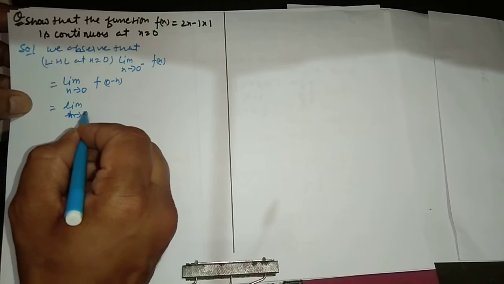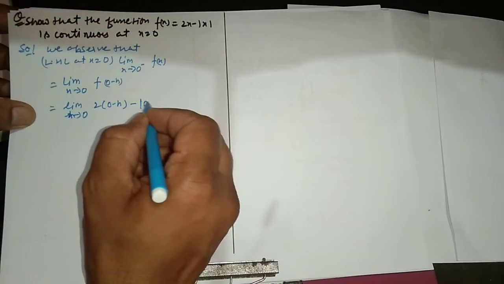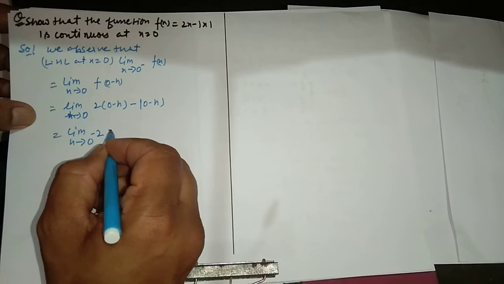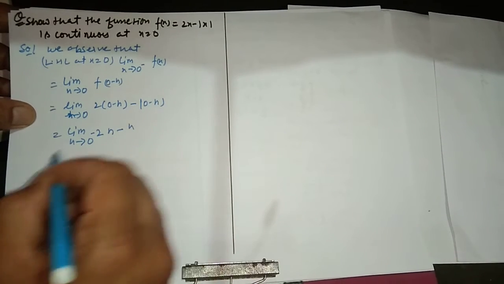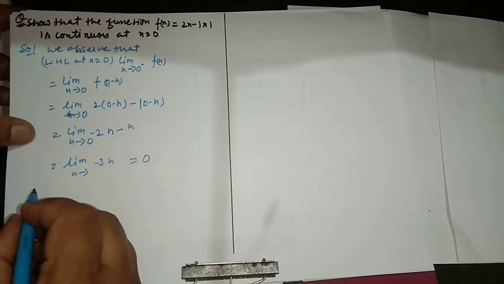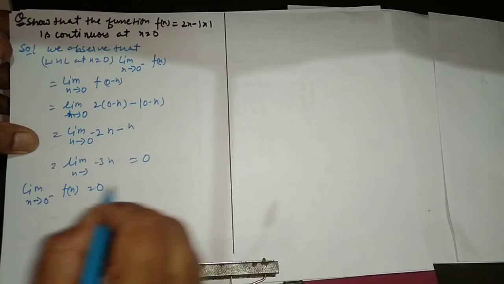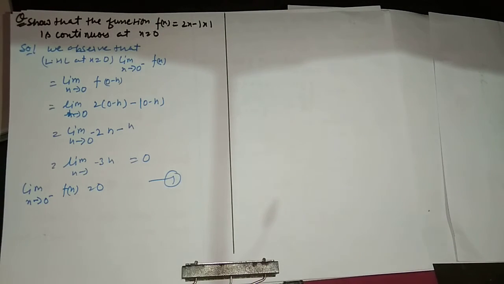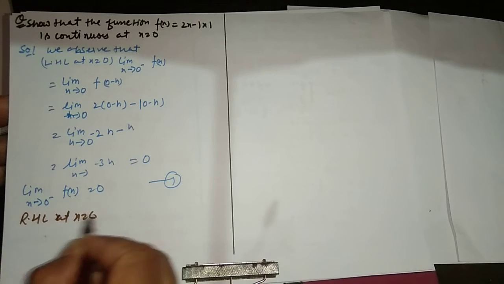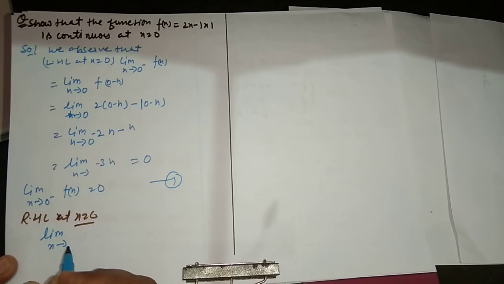So we can write it as limit h tends to 0, 0 minus h minus |0 minus h|. Clear? So limit h tends to 0, minus 2h minus h, so it is now limit h tends to 0 minus 3h, so the value of this is 0. So limit x tends to 0 negative f(x) is equal to 0. Now RHL at x is equal to 0, limit x tends to 0 plus.